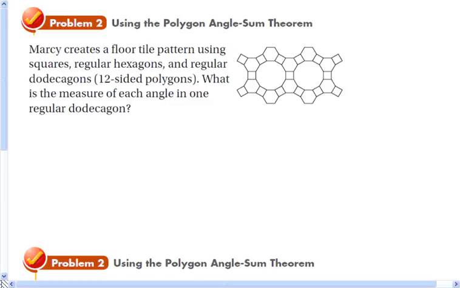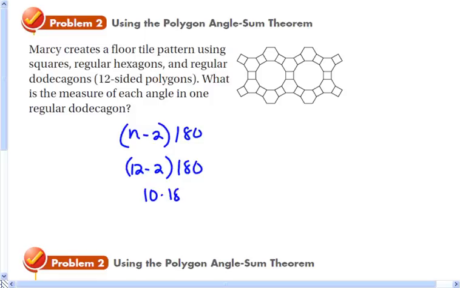All right, Marcy creates a floor tile pattern using squares, regular hexagons, and regular dodecagons, 12-sided polygons. What is the measure of each angle in one of the regular dodecagons? Well, what we can do is figure the total by using the formula we just learned. So (n minus 2) times 180 is the total. And so 12 minus 2 times 180, and that's equal to 10 times 180, which is 1,800.